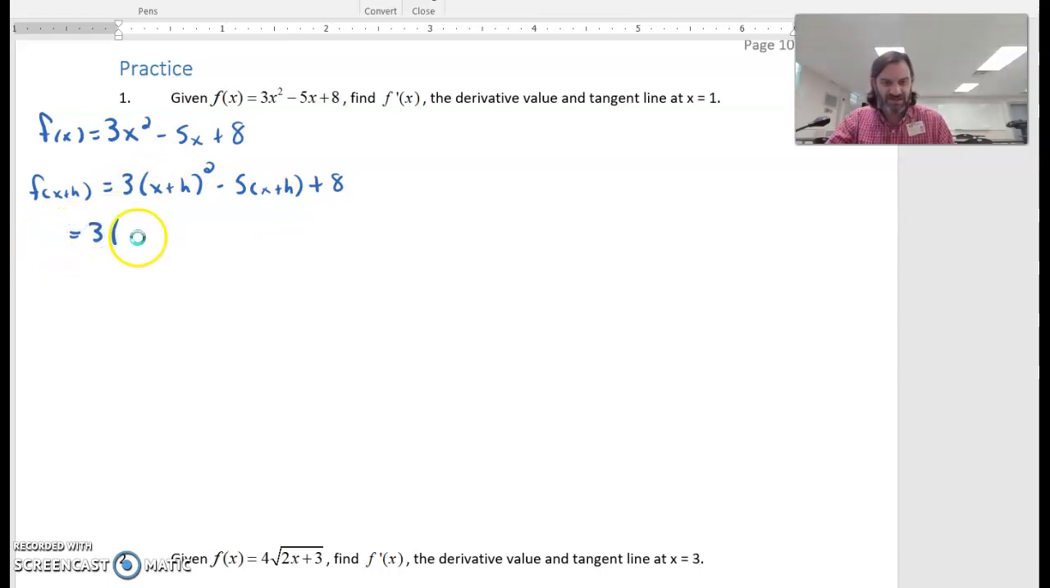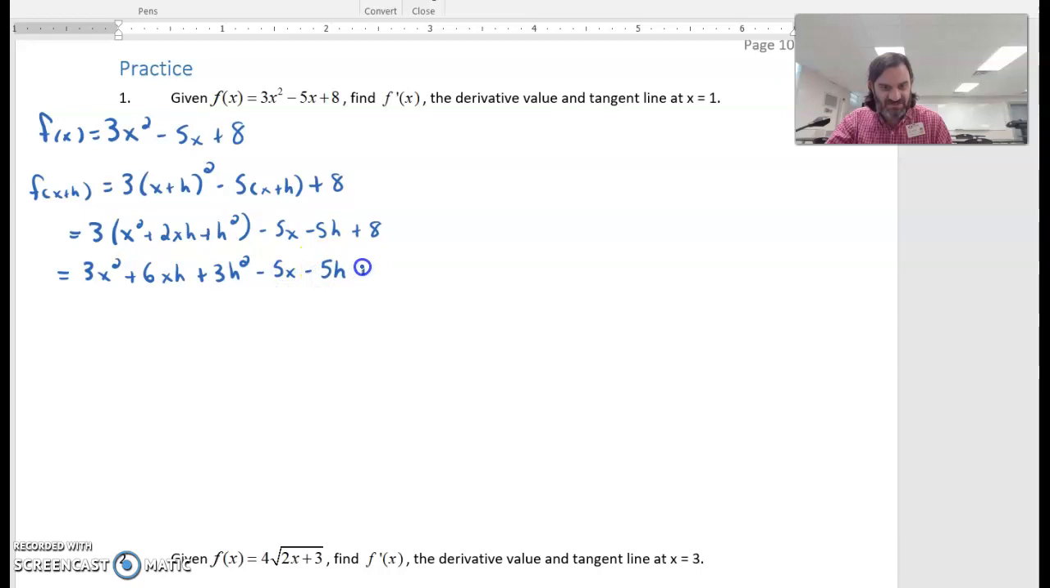So we'll have 3 times, and if we do x plus h squared, that'll be x squared plus 2xh plus h squared. We can distribute this negative 5, so minus 5x minus 5h plus 8. Now we still have to keep cleaning up. I've got to push that 3 through. 3x squared plus 6xh plus 3h squared minus 5x minus 5h plus 8. And I don't think anything there combines.